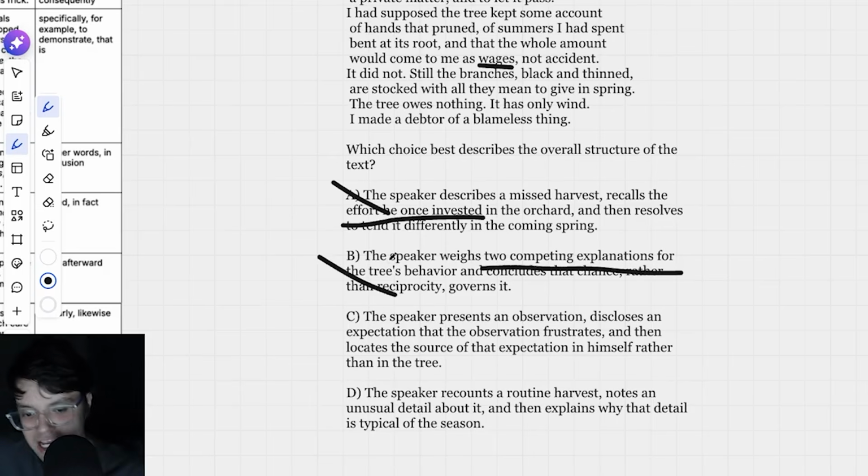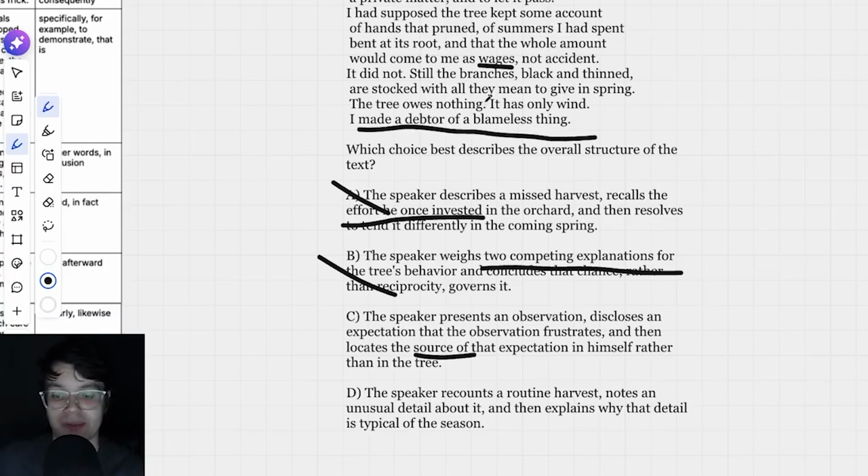C, the speaker presents an observation, discloses an expectation that the observation frustrates, and then locates the source of that expectation in himself rather than in the tree. Okay, so yeah, that exactly is right. So, observation, discloses the expectation. He thought that he was going to be getting a reward, but then he says the source was himself, not the tree, because he said, "I made a debtor of a blameless thing." He's taking responsibility for assuming something that wasn't exactly true. So C is probably right.